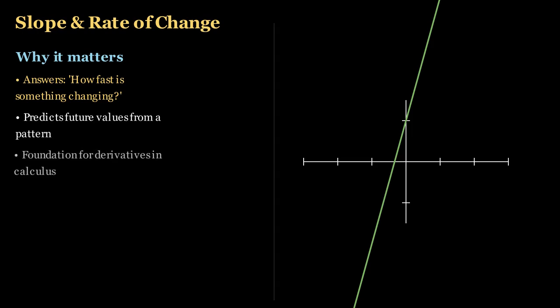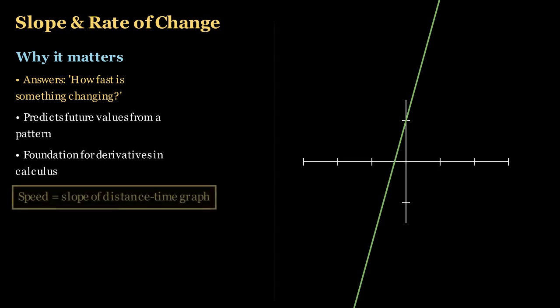If you plot distance against time, the slope is your speed. If you plot money saved against weeks, the slope is your savings rate. It lets you predict what happens next. If you know the rate, you can extend the line and see the future. This idea is the very first step toward calculus, where we learn to find the rate of change even for curvy, non-straight lines. Let's see where the formula comes from.